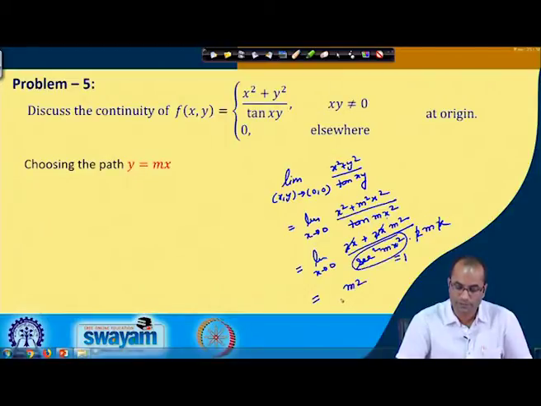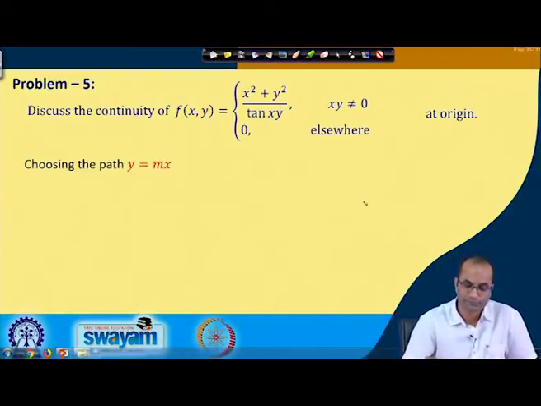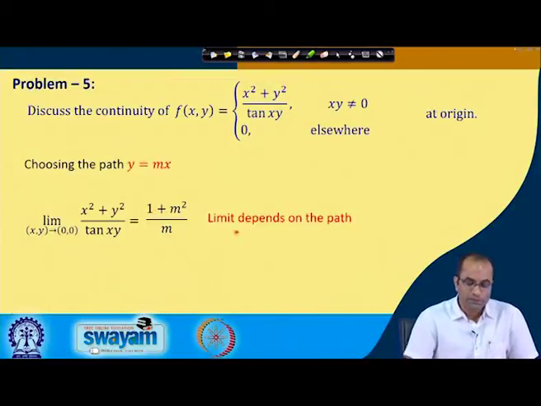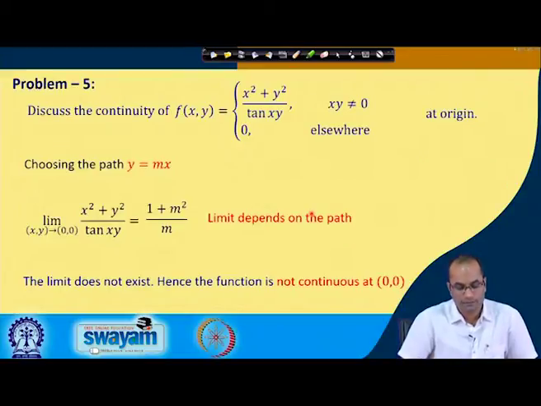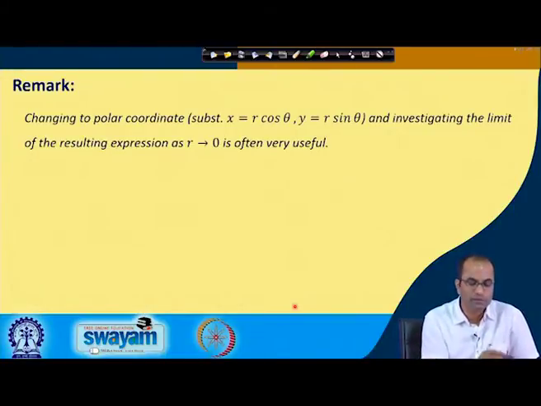So we have 1 plus m square divided by m. Again this limit depends on the path, and this is 1 plus m square over m, which we have just evaluated. So the limit depends on path, and hence the limit does not exist and the function is again not continuous in this case. Now some remarks which are very useful for finding out the continuity or basically the limit.